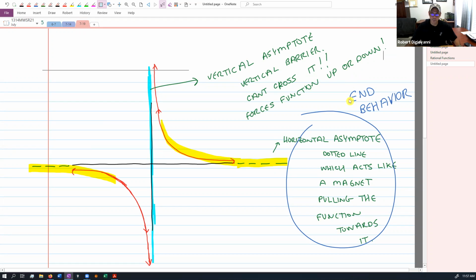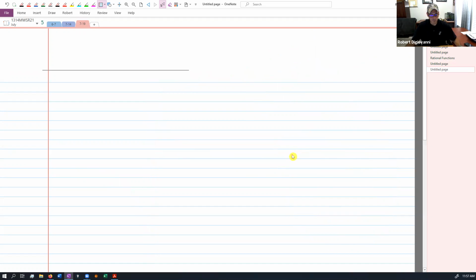Okay. Y'all doing all right? So all I want you to know from this is that all rational functions have these things called horizontal and vertical asymptotes, and how they impact the way you draw the graph. The horizontals are magnets that pull your ends down. Vertical asymptotes are barriers that force your function to go up or down. Now, the big question is, how do we find them? If somebody gives us a function, how do we find them? So I think I'm ready to start giving you the steps to graph these.